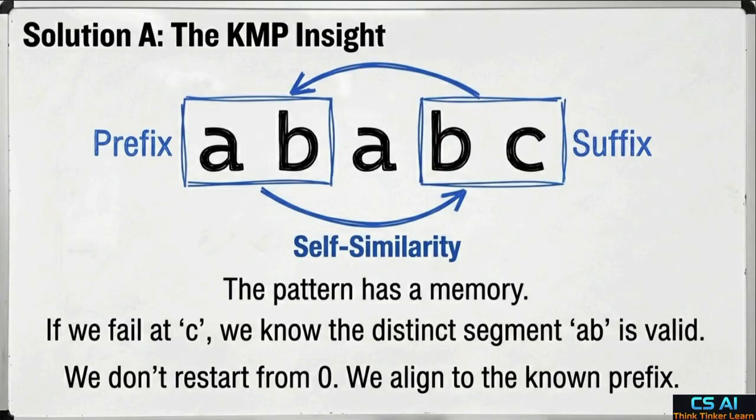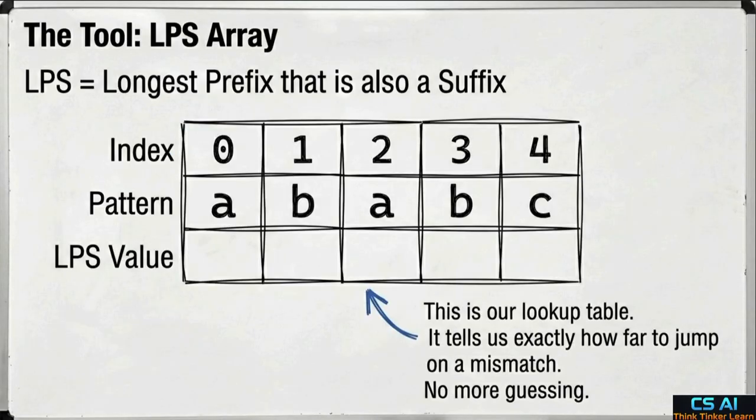We don't restart from index 0. We align to the known prefix. We are using the pattern's own structure to tell us exactly how far we can safely jump forward without missing a potential match. To make these jumps, KMP uses a specific tool called the LPS array. LPS stands for longest prefix that is also a suffix. Think of this array as a lookup table, a cheat sheet for the computer. For every position in our pattern, we pre-calculate a value.